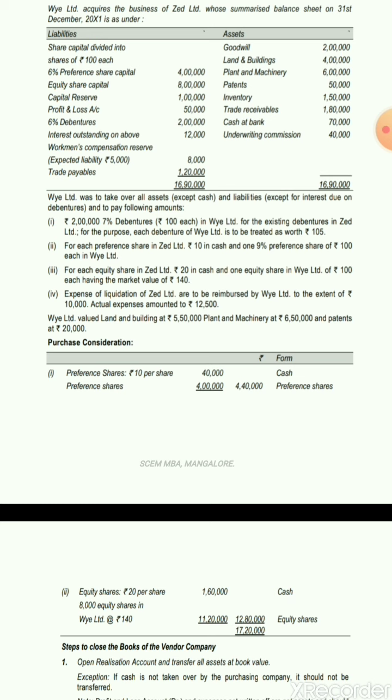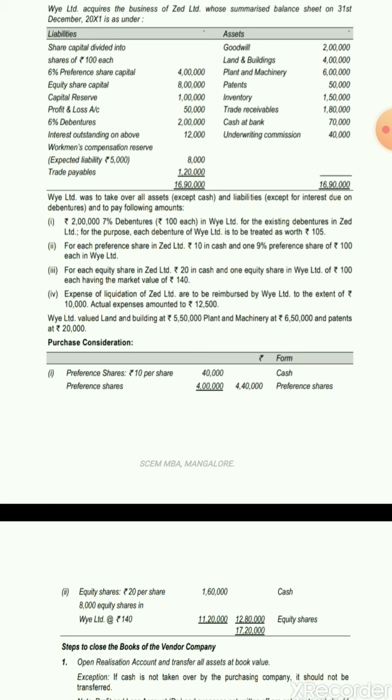Y Limited was to take over all the assets except cash. So, it is told that Y Limited, which is transferee company, is taking over all the assets, but it is not taking over cash. So, cash cannot be included. Then liabilities except for interest due on debentures. Here as well it is taking over all the external liabilities. So, we should think of the fact that it is taking over outside liabilities, external liabilities. So, we may have to exclude internal liabilities.